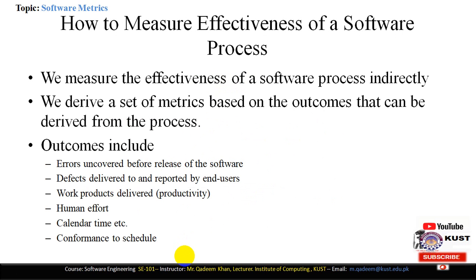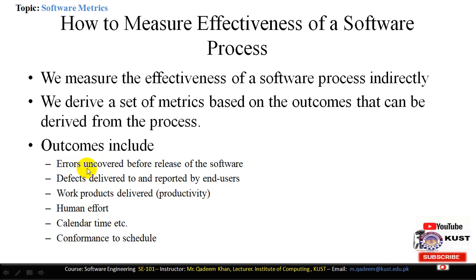Now, how do we measure the effectiveness of a software process? To measure the effectiveness of a software process indirectly, we derive a set of measurements based on the customers that can be derived from the process. So in fact here we measure the effectiveness of the software process indirectly, not directly. It means that we indirectly measure it through the functionalities. So we derive a set of metrics based on the results derived from the process. Different process phases are measured here, and then we find out whether we are achieving the quality or not.